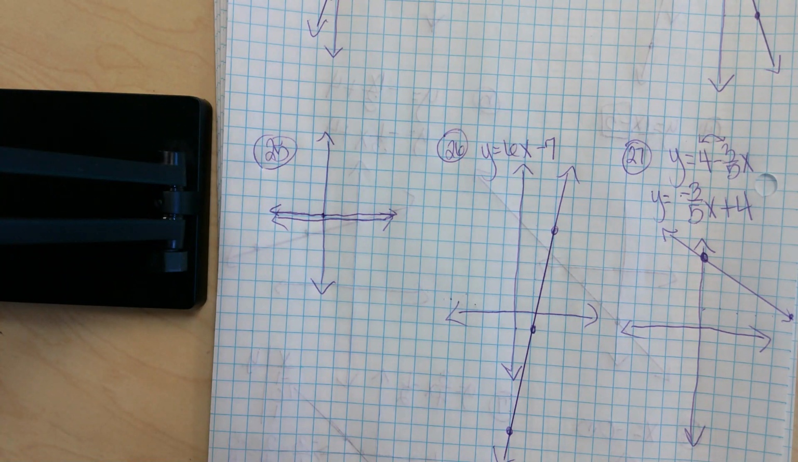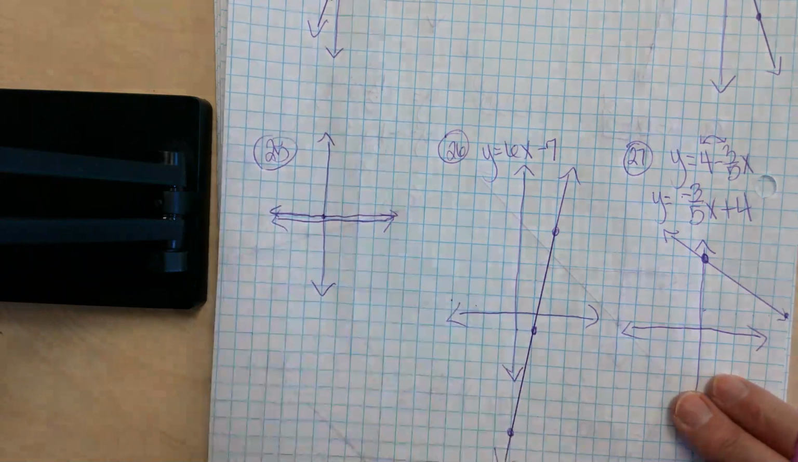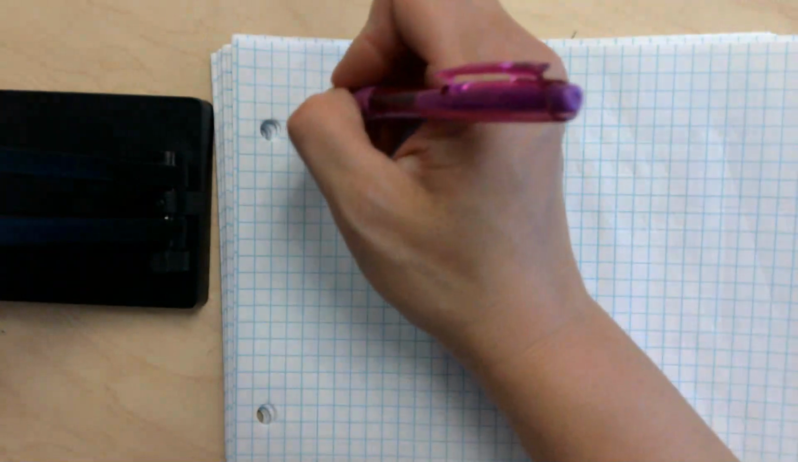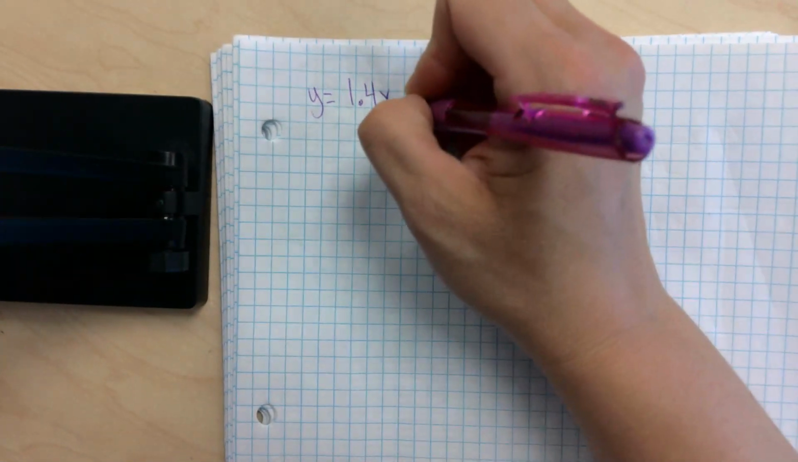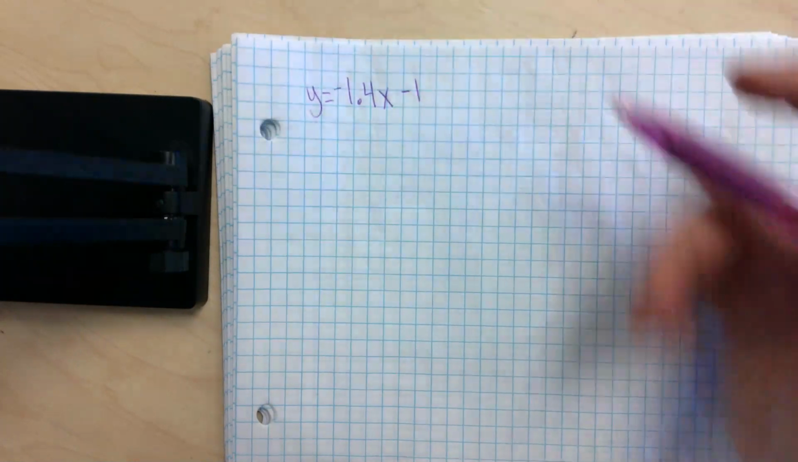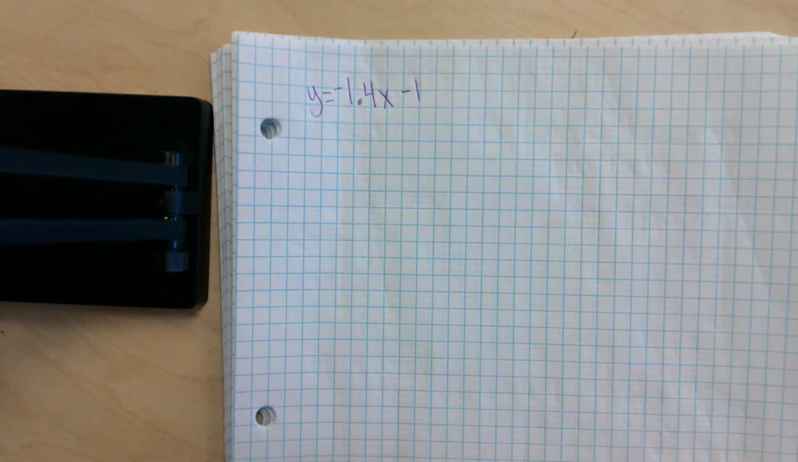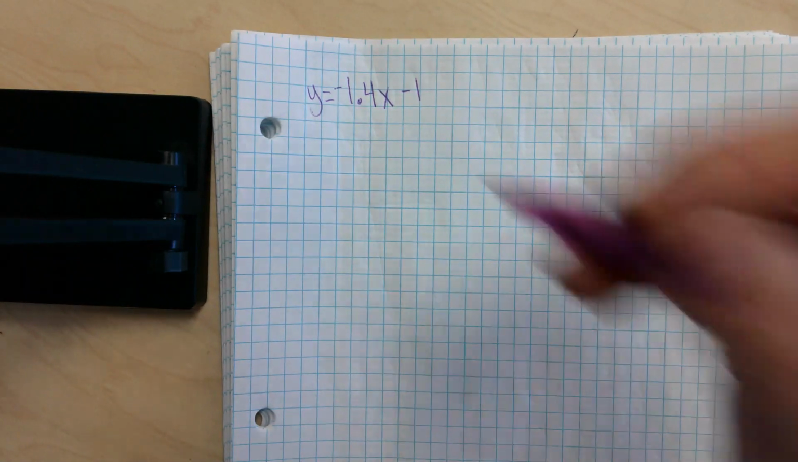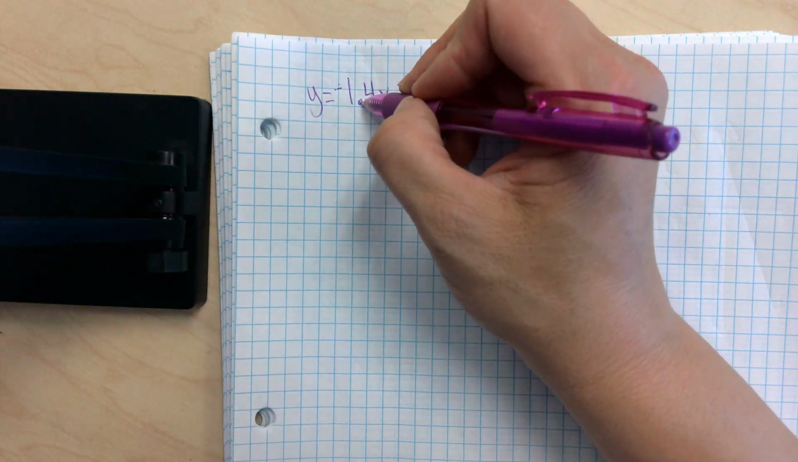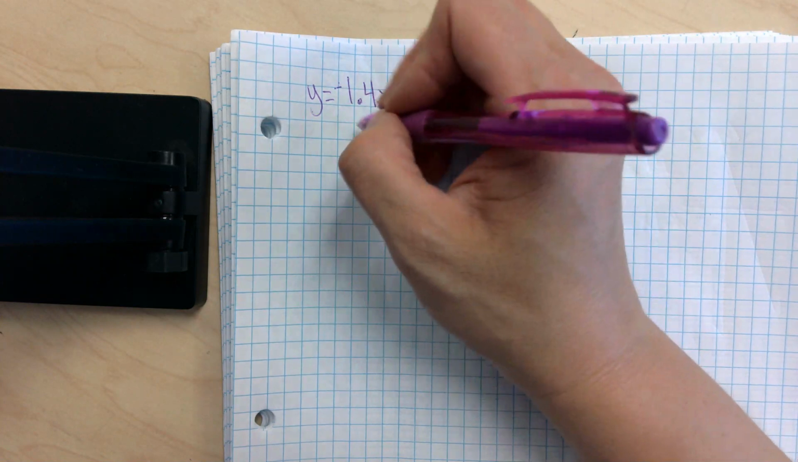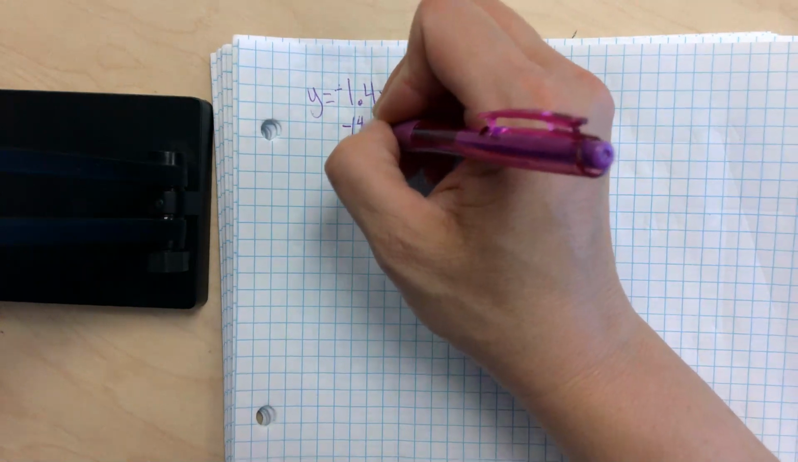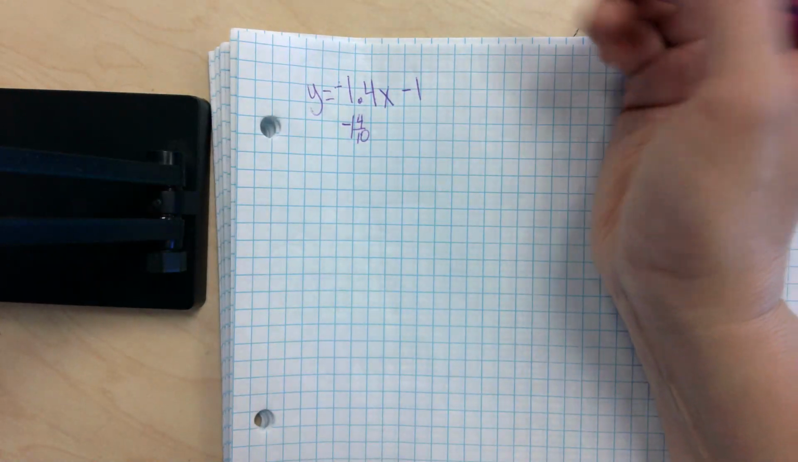Okay. The weird thing about 28 on the back is it has a decimal. Decimals? Not really, but can I convert it? What is this? This is negative 1 and 4 tenths. So negative 1 and 4 tenths. How can I make that a mixed number?